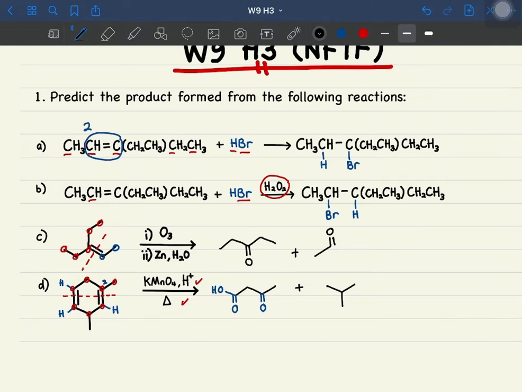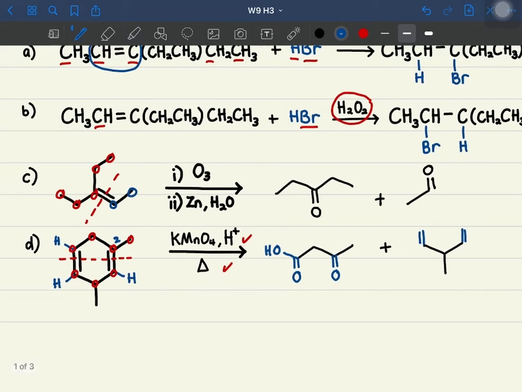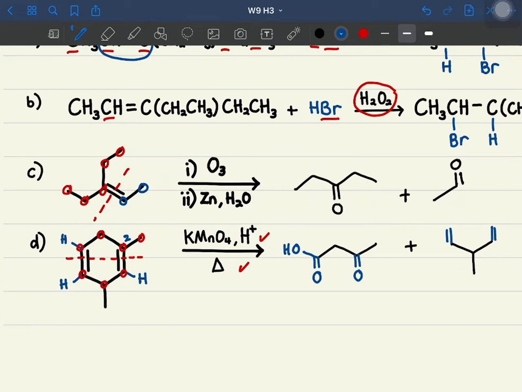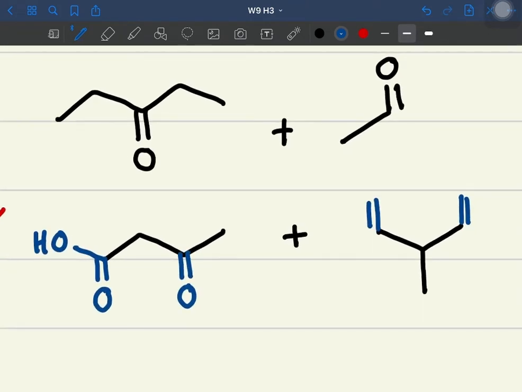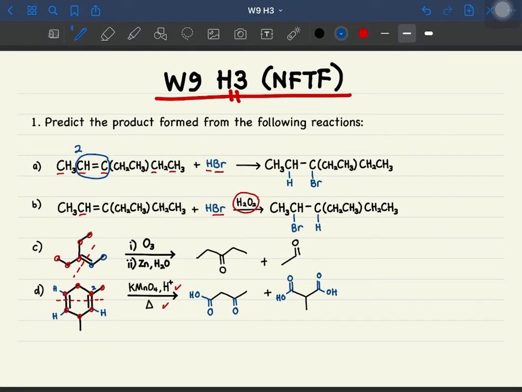Look at the first carbon. We have the double bond, so we need to write the double bond. And also the third carbon, we have the double bond. And then look at the hydrogen attached to each carbon. We got one hydrogen, means that we are going to form carboxylic acid on both sides. Like this. So this is going to be your final answer for D.